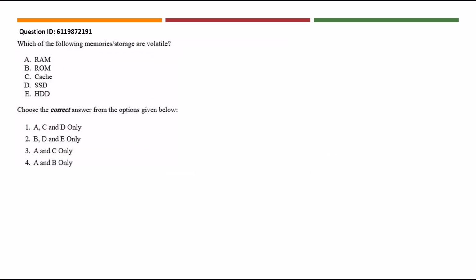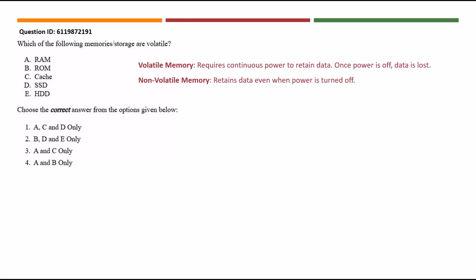Next question. Which of the following memories or storage are volatile? Volatile memory requires continuous power to retain data. Once the power is off, the data is lost. So now you know what will come under volatile. The cache memory goes off when you shut down the system. The RAM will also lose the data if you shut down the system. The rest of the three will retain the data as it is. What is non-volatile memory? Retains data even when power is turned off.